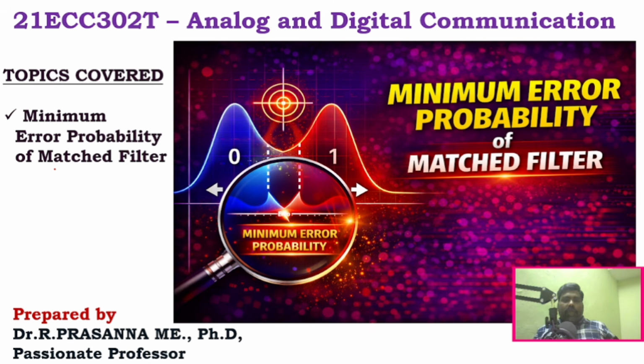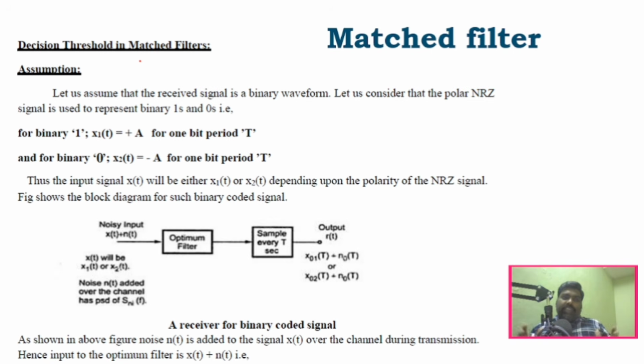And today we're going to derive the error probability for matched filter, right? To obtain the error probability, first what we have to do is find out the error condition and the decision threshold. And from that, we can calculate the minimum error probability of matched filter, right? We will see what is the decision threshold of matched filter, for example, what is the condition where error can happen, right?